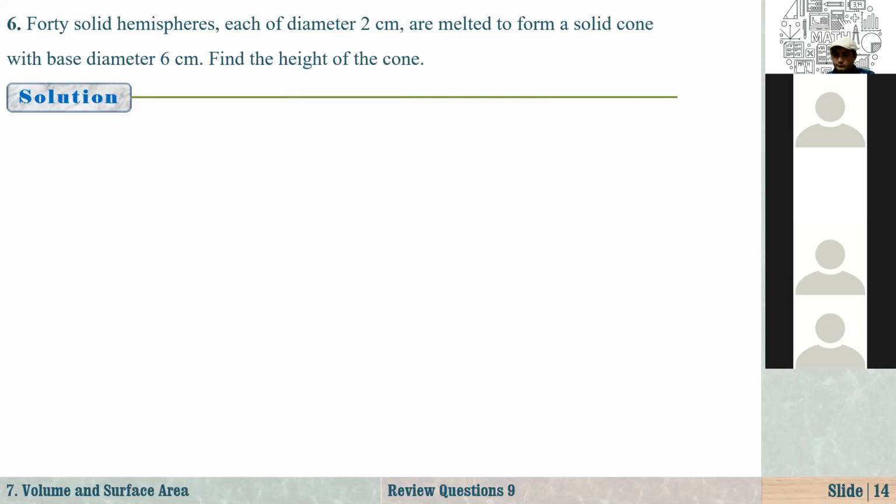What does 40 solid hemispheres mean? Say again. 40 solid hemispheres. So we have 40 solids, right? Hemispheres, each of diameter 2 centimeters, are melted. So we have a lot of hemispherical solids, and you're just melting them now. Okay, good.